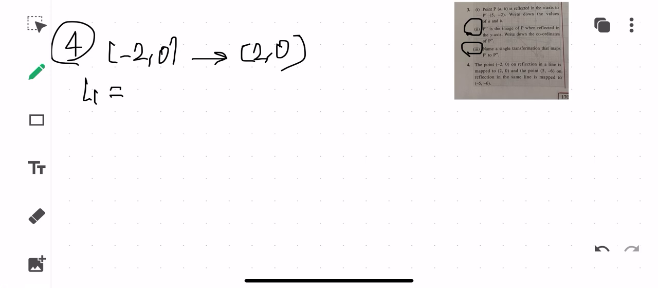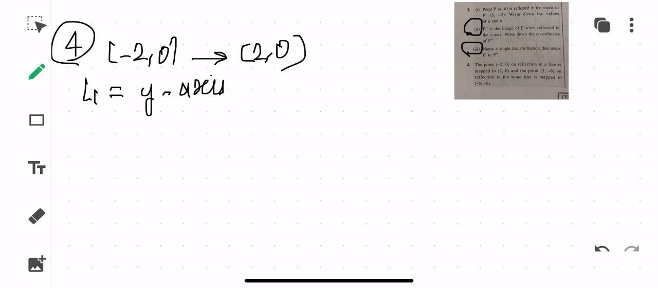So I'll be telling you how to do this. They are saying the point -2, 0 is getting mapped to 2, 0. So here you can easily see that my y coordinate is remaining the same, only the x coordinate is changing. Suppose this is my line L1. So this is actually x-axis. Not, sorry, x-axis, this is y-axis, because, children, the y coordinates are remaining the same.